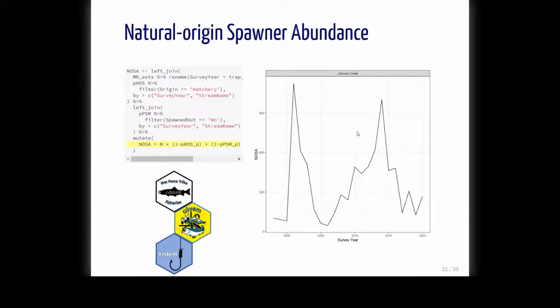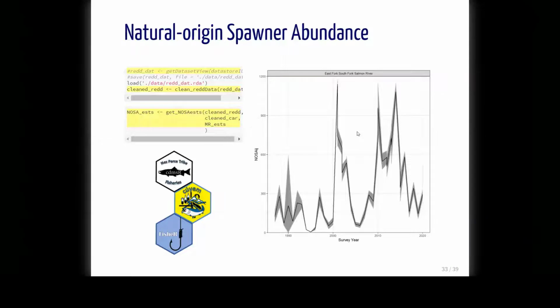Now, as I mentioned, natural origin spawner abundance is a little trickier to calculate. When we typically report this, we are reporting it for the population, and that requires information downstream of the weirs, which we get with REDS. So on this slide, instead of walking through it, I'm just quickly showing you the results and how I get there. I download RED data from CDMS again. I clean it with those functions and I supply RED data, carcass data, and my mark recapture estimates to my get NOSA function. And now I have NOSA IJ, which is including JAX for the entire East Fork, South Fork population, which Johnson Creek is a part of, in really quick, easy steps.